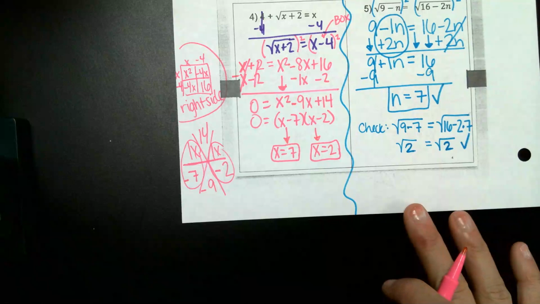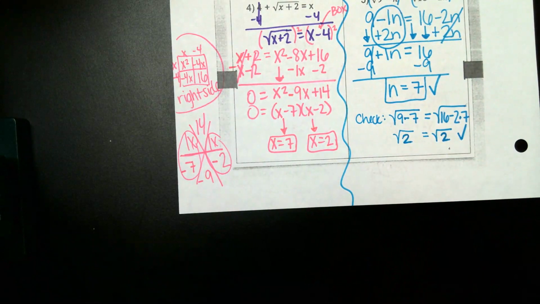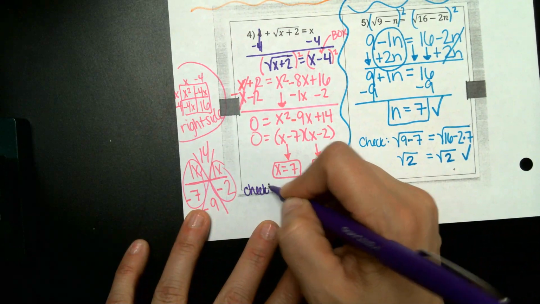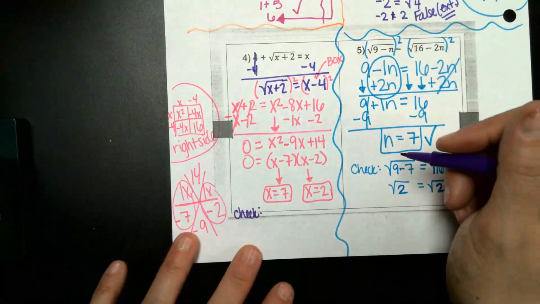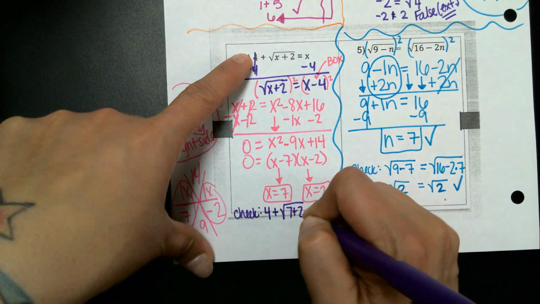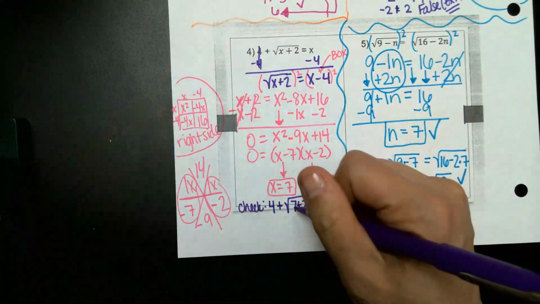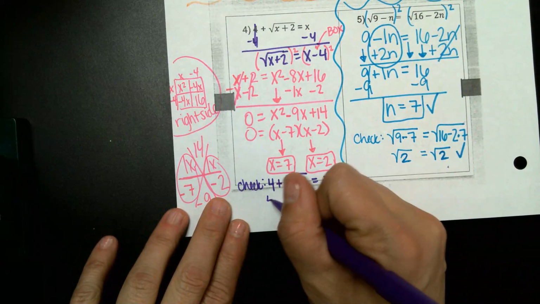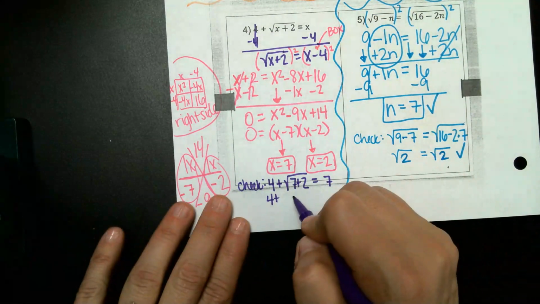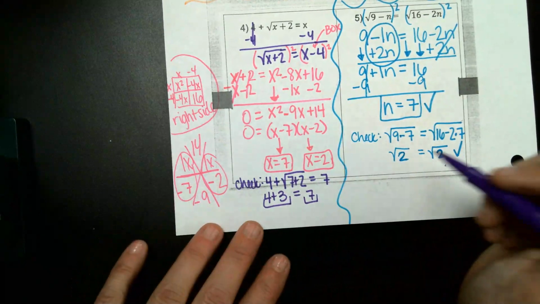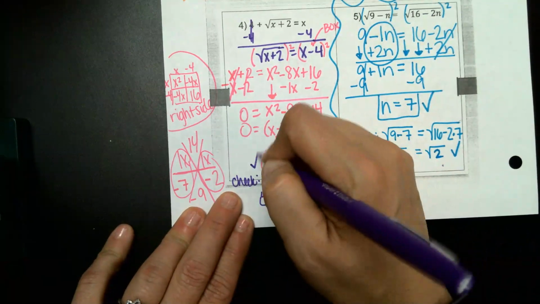And again, since there are two answers, there's a good chance that one of them is extraneous, so we have to do the check. I'm going to start with the 7. When I plug in the 7 up here, this would say 4 plus the square root of 7 plus 2 equals 7. So we need to see if that's true or not. What is 7 plus 2? 9. And what's the square root of 9? 3. Is 4 plus 3 7? Okay, so the answer of 7 is correct.